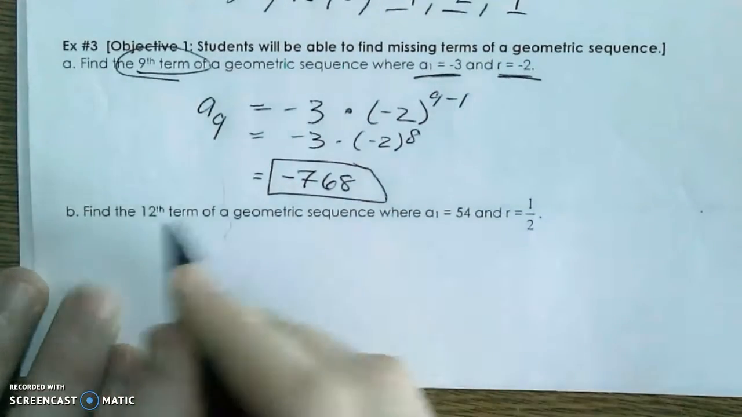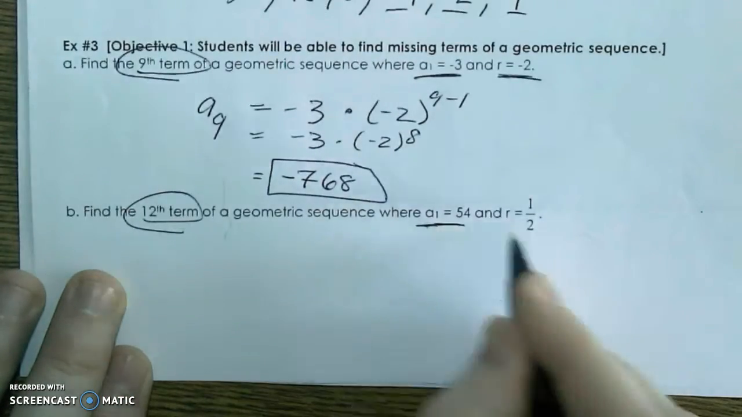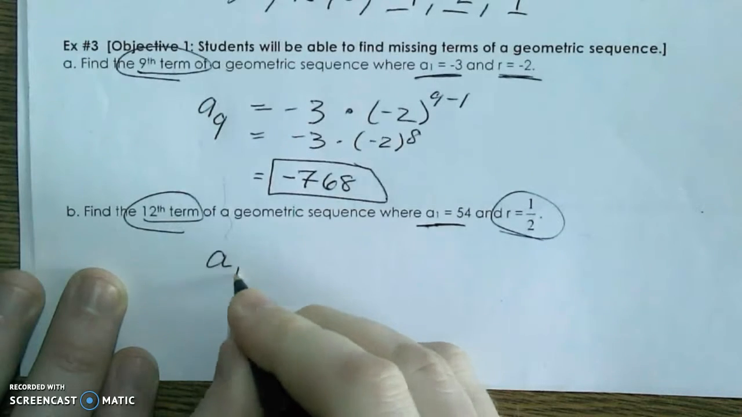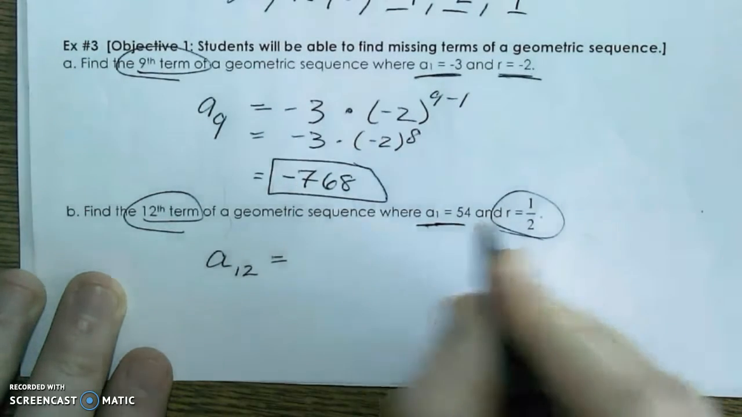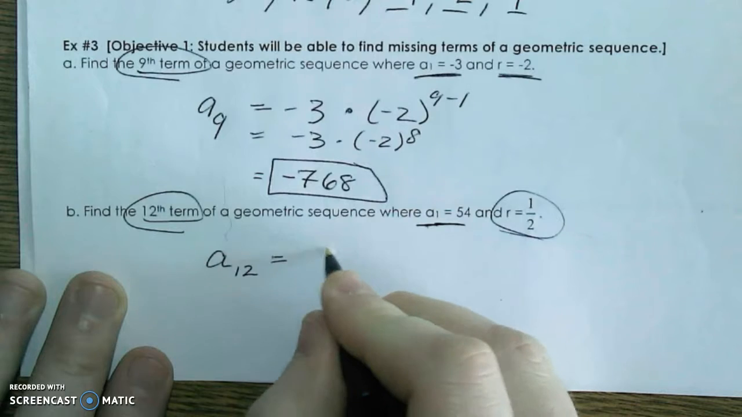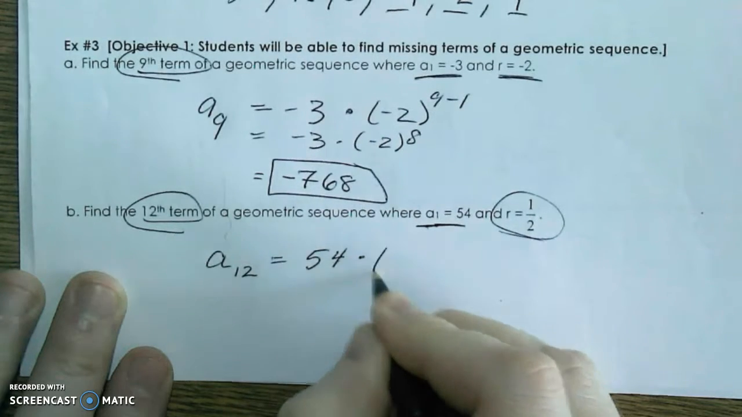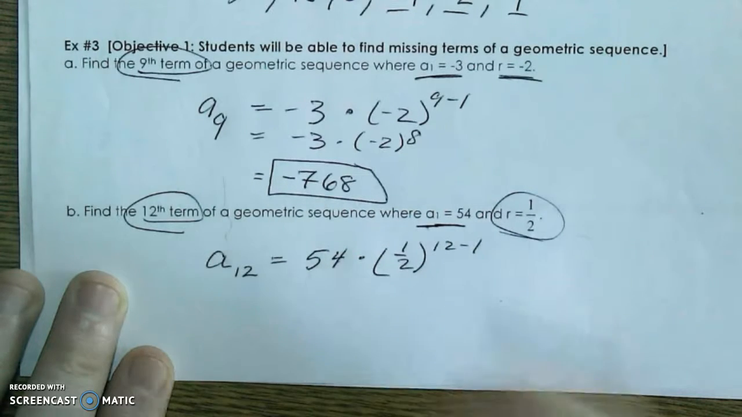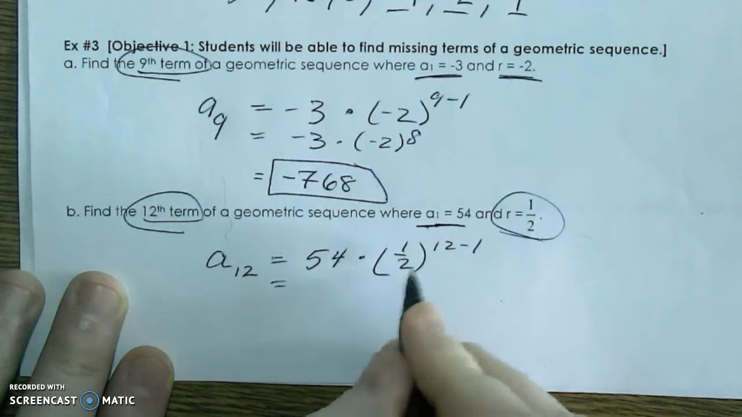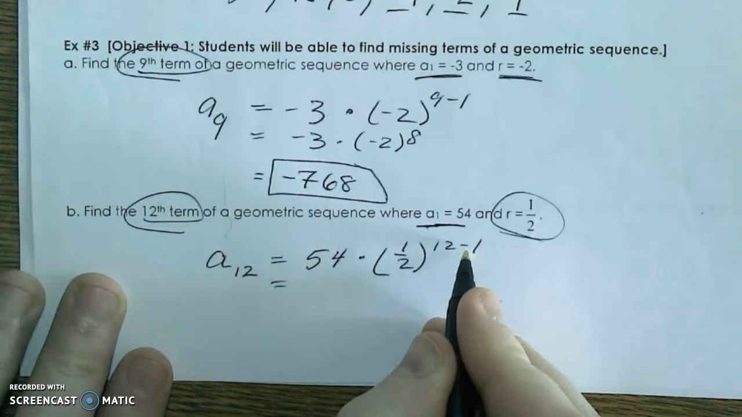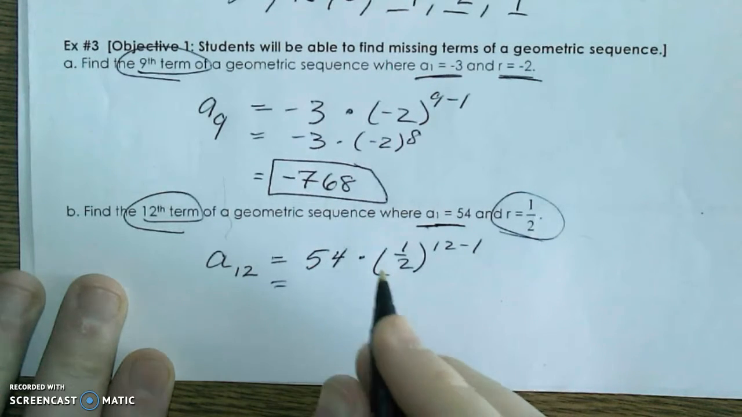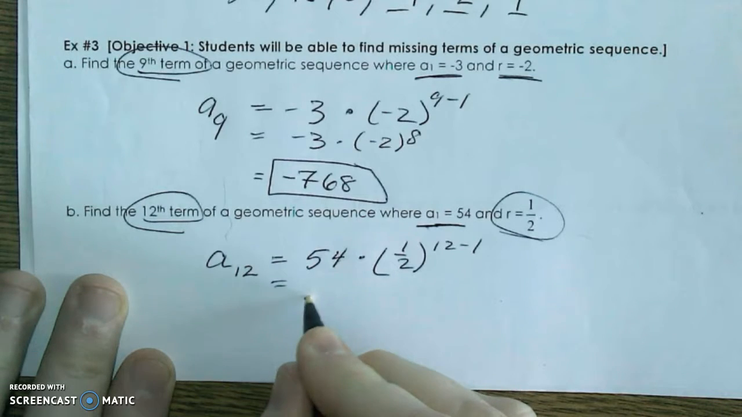Part B, find the 12th term, knowing the first term and the ratio. So you can try it on your own if you want to pause. We'd have a12 equals a1 times common ratio 1/2 to the n minus 1, 12 minus 1. So you're going to do 1/2 to the 11th first, and then multiply that answer by 54, and you should get 3/100, or 0.03.